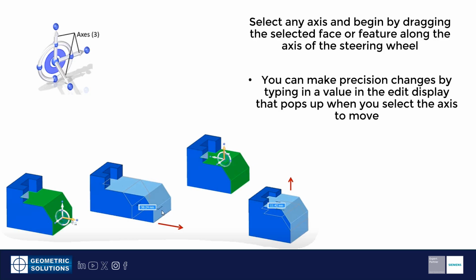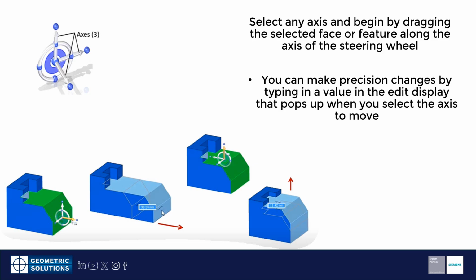Your steering wheel has 3 axes, which are referred to as your X, Y, and Z coordinates. You can easily select any axis point and start to drag the selected face or feature along that axis of the steering wheel. You can also make precision changes by typing in a value when the edit field appears after selecting the axis you wish to adjust.